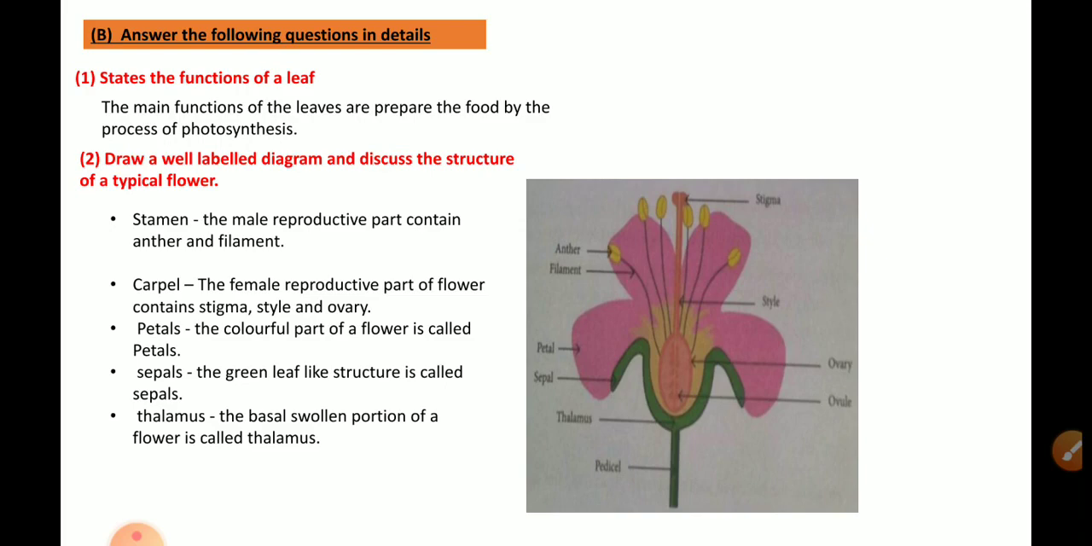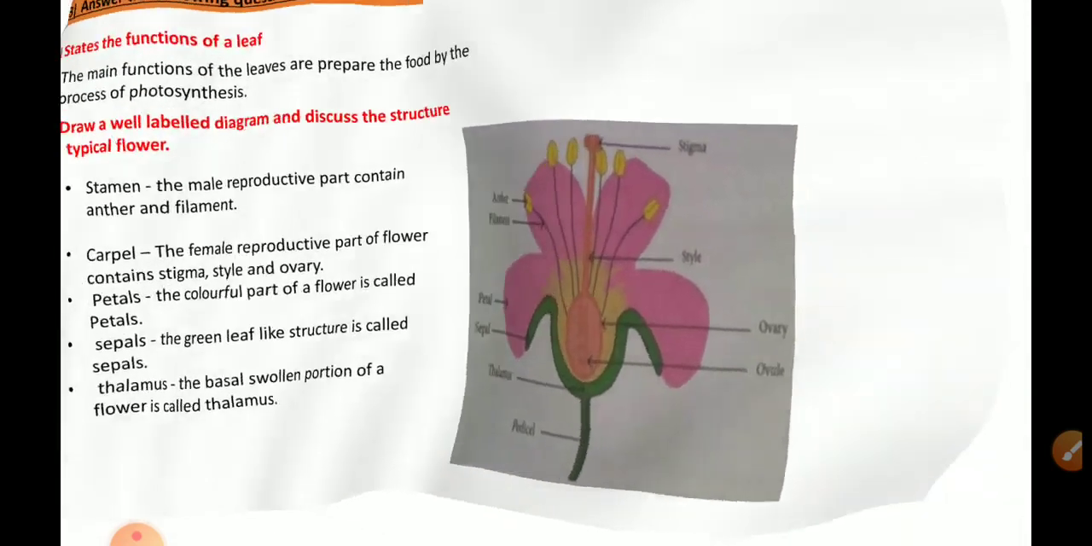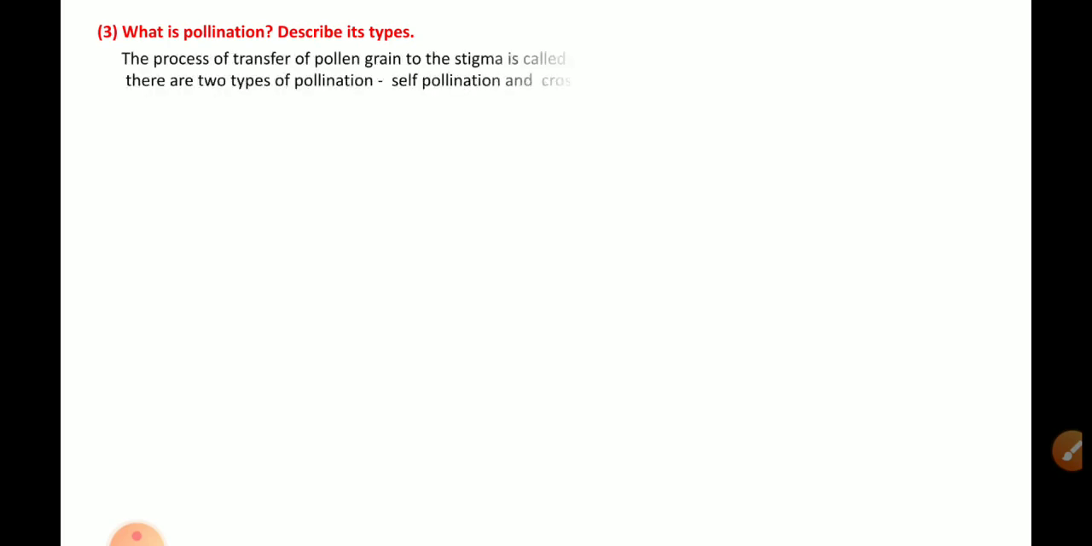Next, move to question number 3. Question number 3 is: what is pollination? Describe its types. The process of transfer of pollen grains to the stigma is called pollination. There are two types of pollination: one is self-pollination and the other is cross-pollination.